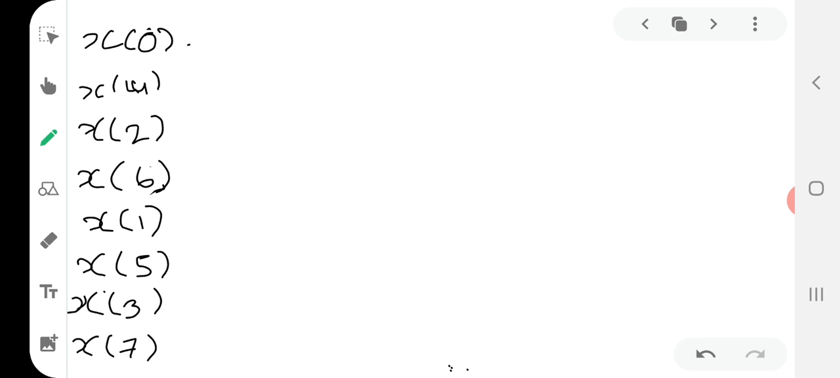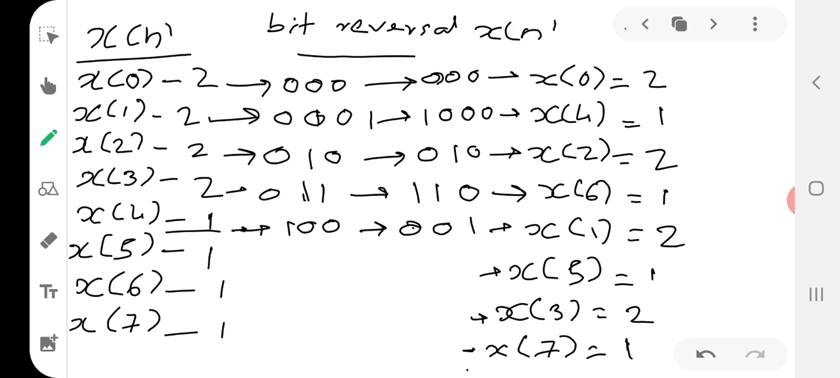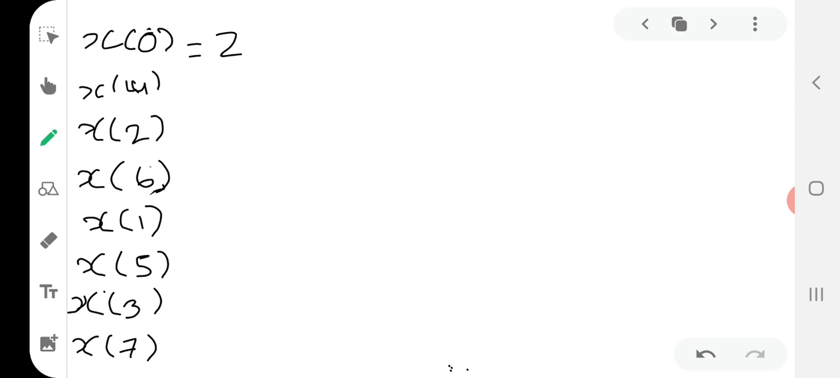Okay, then what is the value of x of 0? See here, x of 0 is equal to 2, and we have to write the value also. x of 4 is equal to 1, x of 2 is equal to 2, and x of 6 is equal to 1, and x of 1 is equal to 2, and then x of 5 is equal to 1, then this will be 2, and this will be 1.